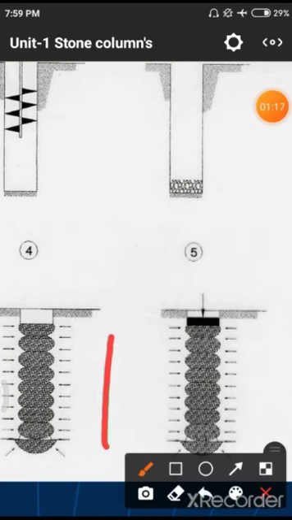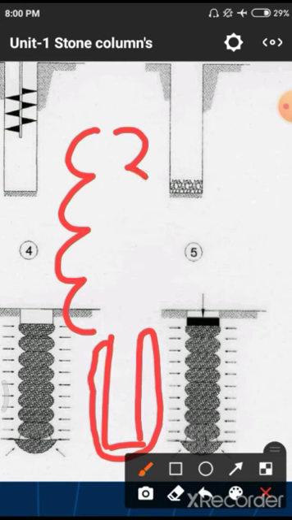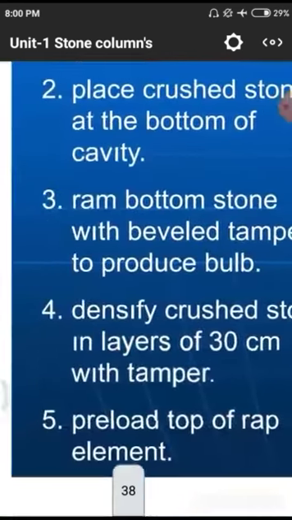if we have a normal column, the area is somewhat less, but if we go for this spiral-like one, the area of surrounding soil is very high. For a normal structure the amount of surrounding matter is low, but in this spiral-like structure the friction between the soils and stone will be somewhat high compared to a normal stone column.